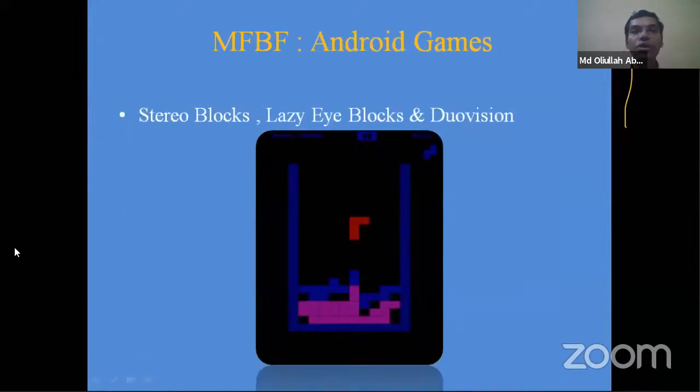There are many games which are available, based on Professor Hess's concept of Tetris games. So you have Stereo Blocks, Lazy Eye Blocks and Duovision games as Android apps, which again you can give to the patient. Now, the added advantage of this particular activity is that you can play with the contrast. From the analog model to this model, when you come to the app-based version, you can alter the saturation level, and that makes it more effective.